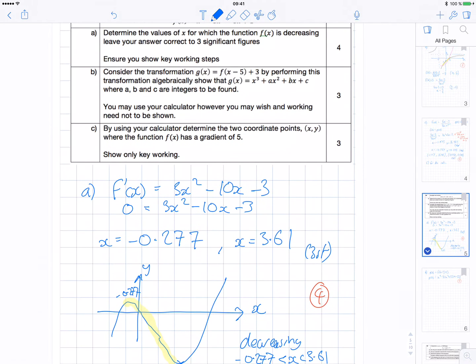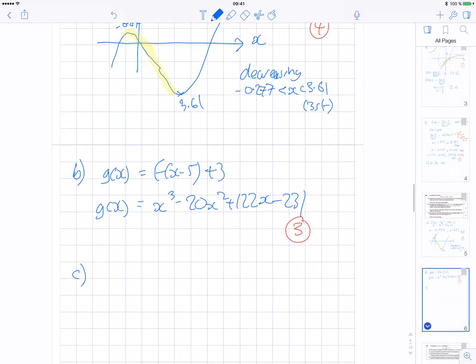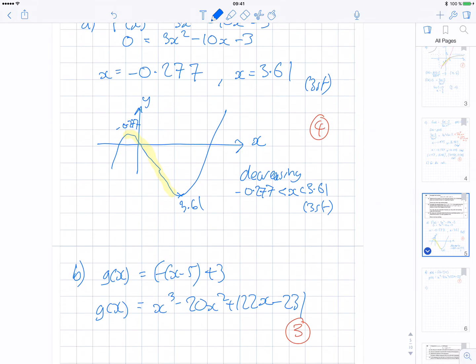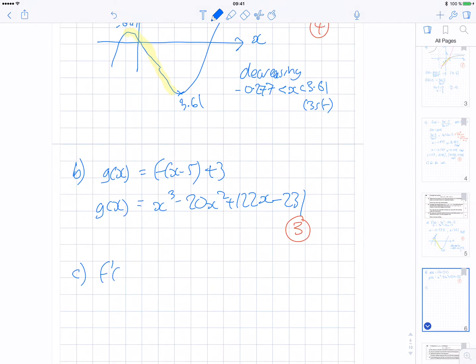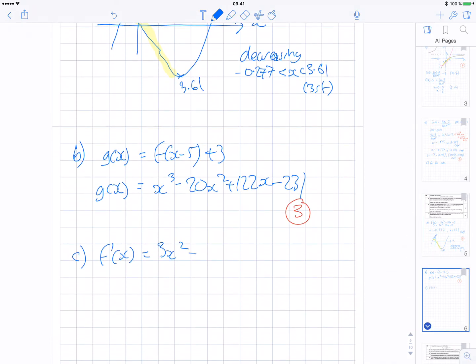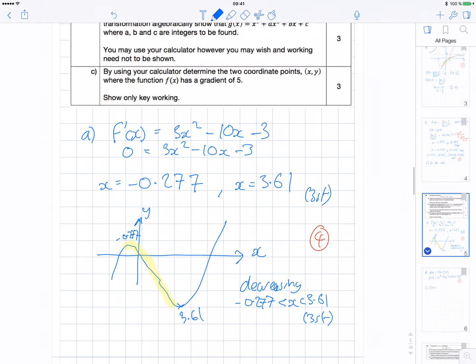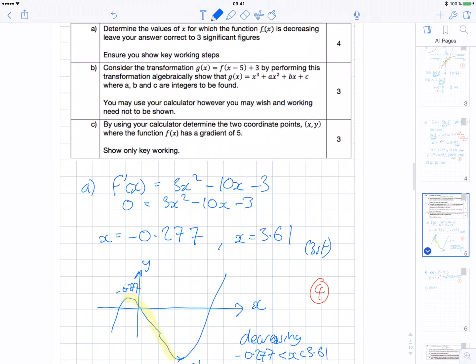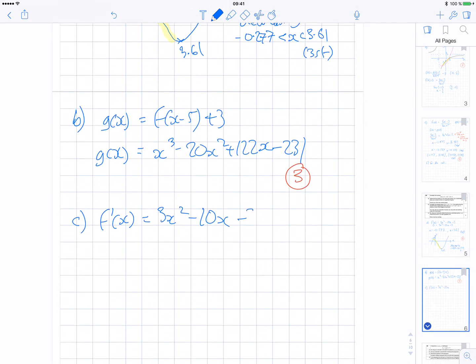C. By using your calculator, determine the 2 coordinate points where the function has a gradient of 5, showing key working. So we've differentiated already. So it's 3x squared minus 10x minus 3. So that's the derivative. We let the gradient equal 5, and we solve for that.